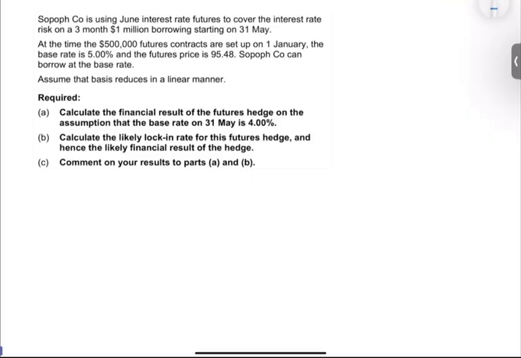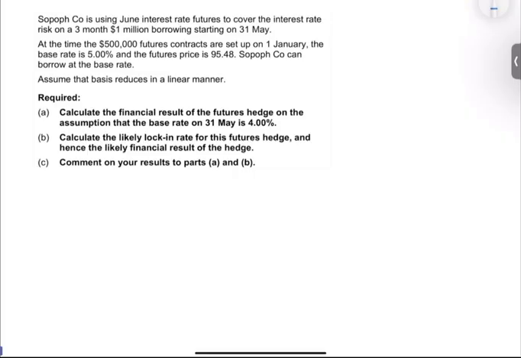So that's about 6 months, right? The base rate is 5% and the future price is 95.48%. That was at the beginning for sure. This company can borrow at the base rate, but we assume that the basis will reduce in a linear manner, similar to what you learned in FX, that you expect basis to reduce in a linear manner.